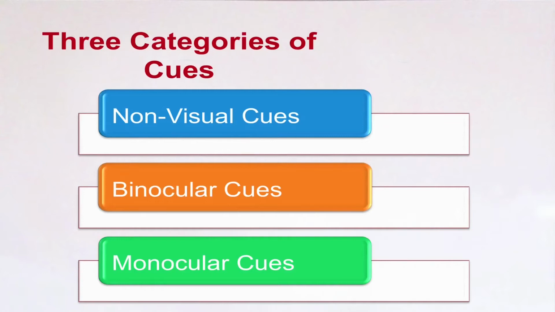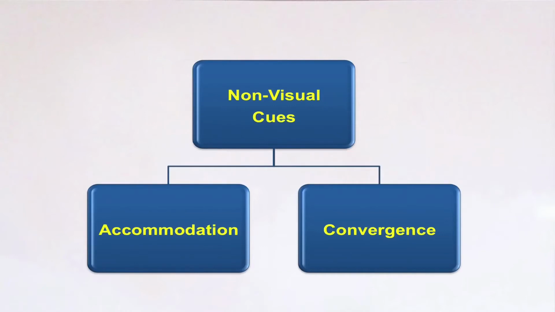It is interesting to understand that we perceive depth and distance with the help of various cues that are available to us. These cues may be divided into three categories. Number one, the non-visual cues. Number two, the binocular cues. Number three, the monocular cues. We shall discuss these cues briefly. Let's first of all talk about the non-visual cues. Accommodation and convergence are the two non-visual cues. These cues are called non-visual because they do not emanate from the retinal image, as is the case with other cues. Let us talk about them one by one.